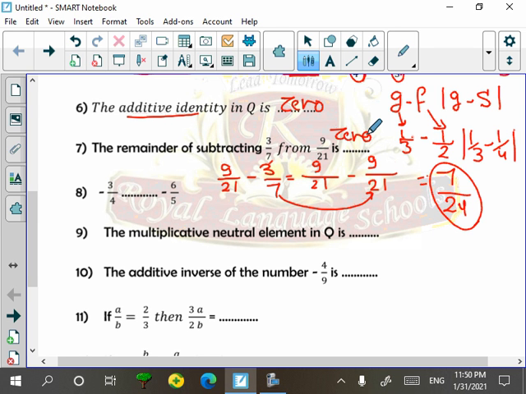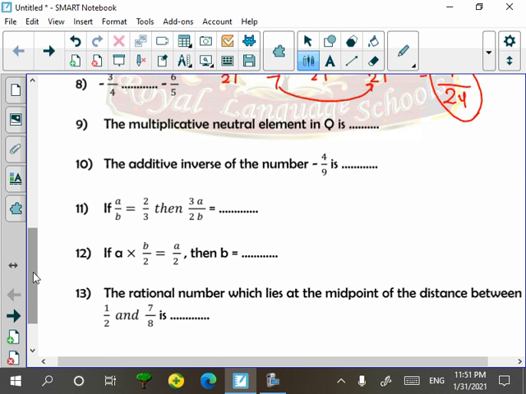Number 9: the multiplicative neutral element in Q is 1, because any number times 1 equals itself.